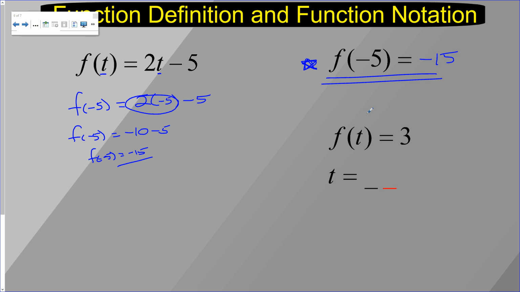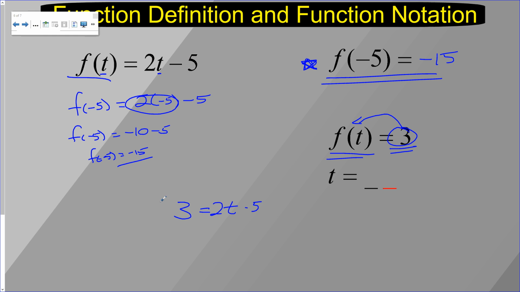Instead of asking when I plug in -5, what do I get? I'm saying what do I have to plug in to get 3? Sorry, +3. If 3 is the output, what did I plug in? So I'm basically going to substitute 3 for f of t up here. So I'm going to say 3 is equal to 2t minus 5. I'm telling you what the output is. The output is 3. I'm going to swap it out.